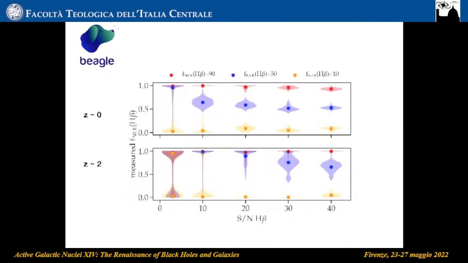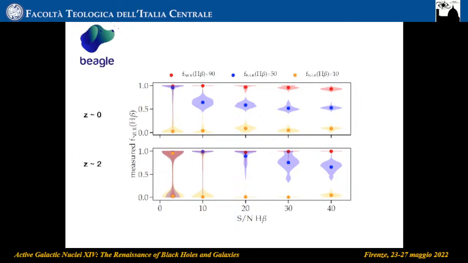So you can see here the results for the redshift 0 and redshift 2 spectra. These are the mean results. This is the measured fraction of the contribution of the narrow line region photoionization to the H beta line as a function of the signal to noise on H beta. To classify a source as AGN at redshift zero, a signal to noise on H beta higher than 3 is sufficient, but it is not sufficient to get the correct fraction of the contribution from the narrow line region.